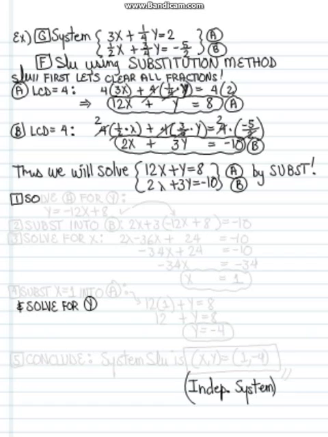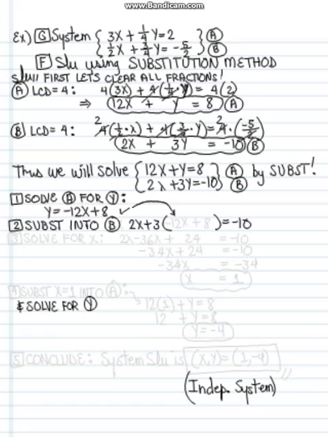Okay, step 1 for solving using the substitution method: solve equation A for one of the variables. I'm going to solve it for y. I will move the 12x to the other side by subtracting, and that will give me y equals negative 12x plus 8. Now, step 2, I'm going to substitute this result into equation B. I'm going to replace y with that expression, negative 12x plus 8. I'm going to plug it right in here in the parentheses.